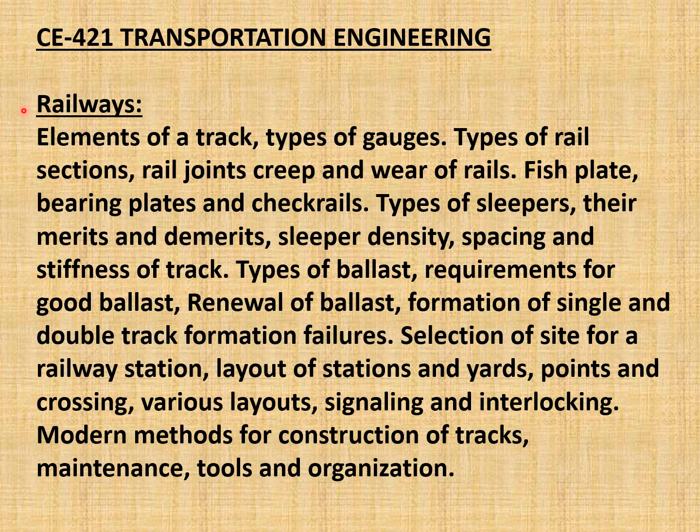For the railways, the topics are elements of a track, types of gauges, types of rail sections, rail joints, creep and wear of rails, fish plate, bearing plates and check rails, types of sleepers, their merits and demerits, sleeper density, spacing and stiffness of track, types of ballast, requirements for good ballast, renewal of ballast, formation of single and double track formation failures, selection of site for a railway station, layout of stations and yards, points and crossing, various layouts, signaling and interlocking, modern method for construction of tracks, maintenance tools and organization.